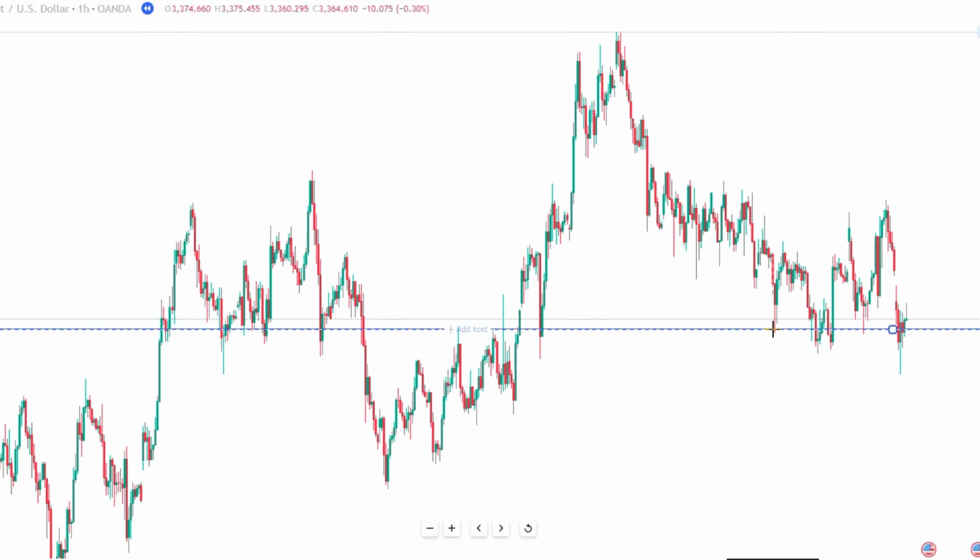So I'll take my horizontal tool and I'll highlight this, right? And if you look, we were here, here, here, there we go. Multiple taps at this one little place, right? One place, multiple taps. So this is showing us a strong flip zone, basically, where we had resistance becoming support right here. Then, of course, it becoming resistance again, becoming support. So this is a strong confluence zone, right?